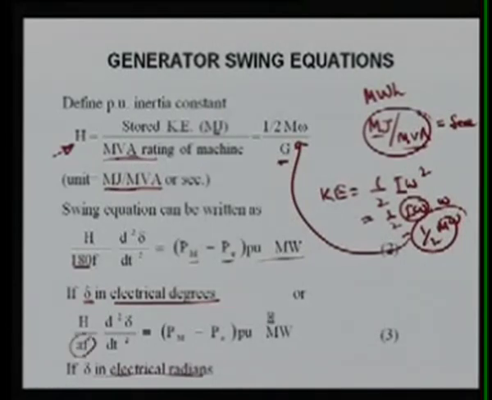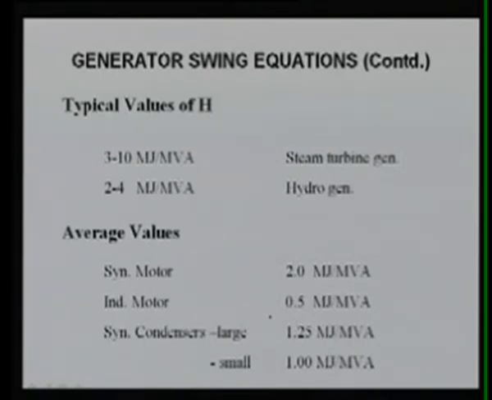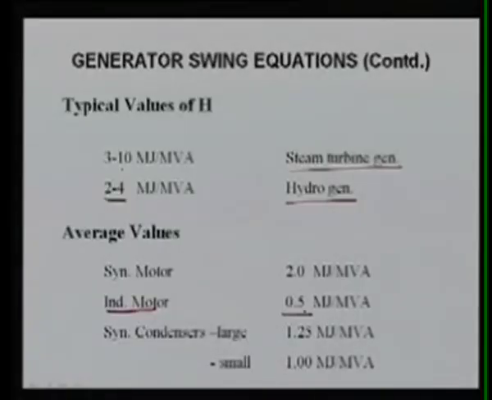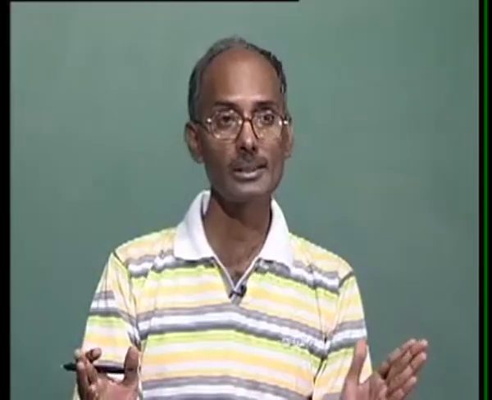Now various types of machines are used, synchronous machines I am talking, and the inertia constant is different for different types of machines. This inertia constant H is basically 3 to 10 seconds for the steam turbine generating system, and 2 to 4 for a hydro generator system. Normally if H is large, then we say this machine is large, if it is small, then the machine is small. You can see the induction motor, this inertia constant is 0.5 second, means its size is very small. So this inertia constant gives information about the size of the machine.